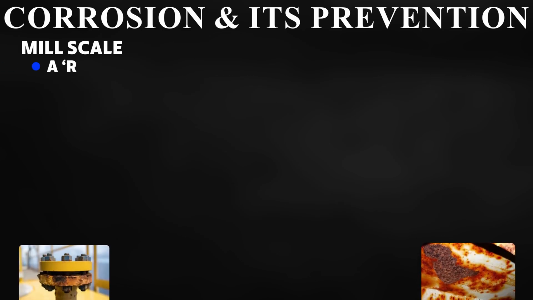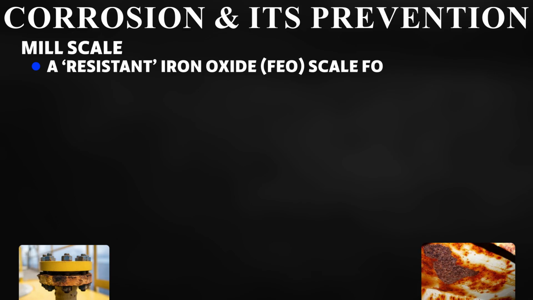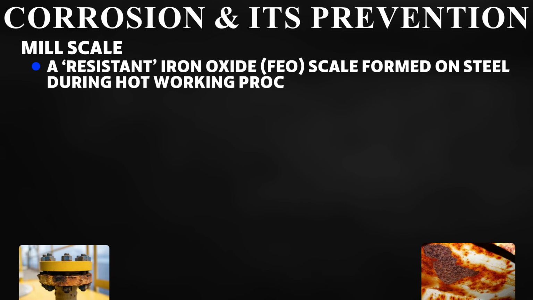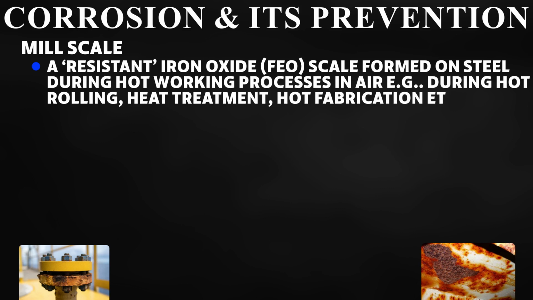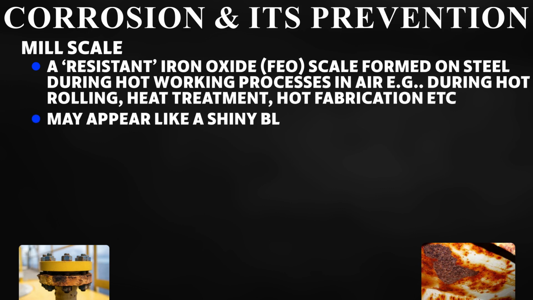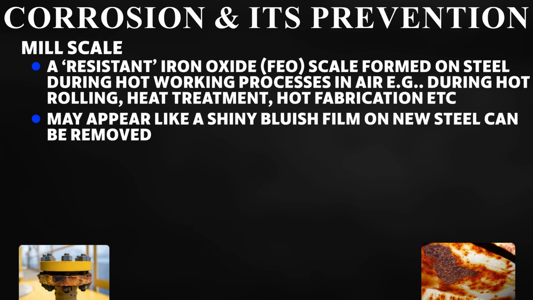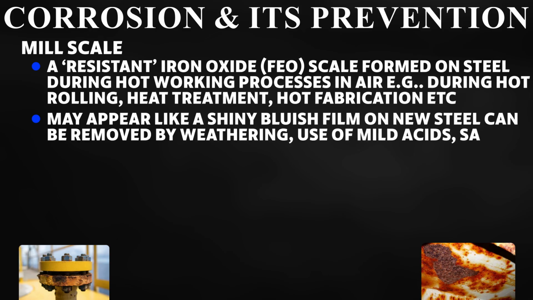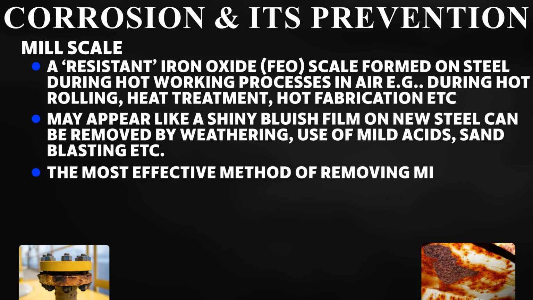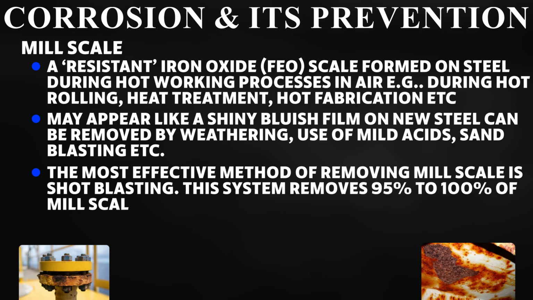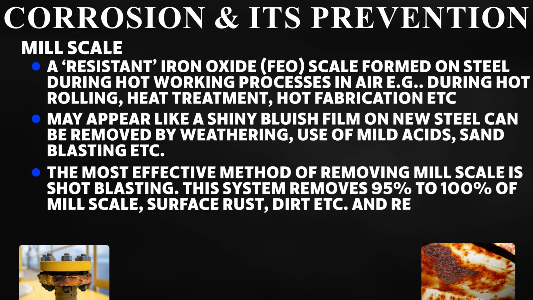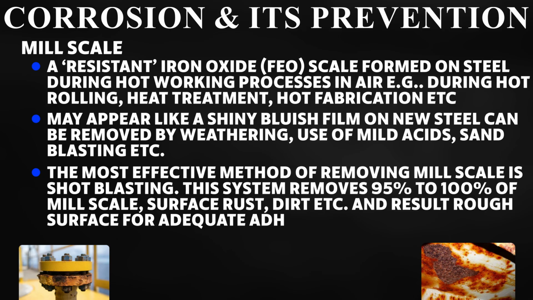Mill scale is a resistant iron oxide, FeO, scale formed on steel during hot working processes, such as hot rolling, heat treatment, hot fabrication, etc. It may appear like a shiny bluish film on new steel. It can be removed by weathering, use of mild acids, sandblasting, etc. The most effective method of removing mill scale is shot blasting. This system removes 95% to 100% of mill scale, surface rust, dirt, etc., and results in a rough surface for adequate adhesion of the paint.